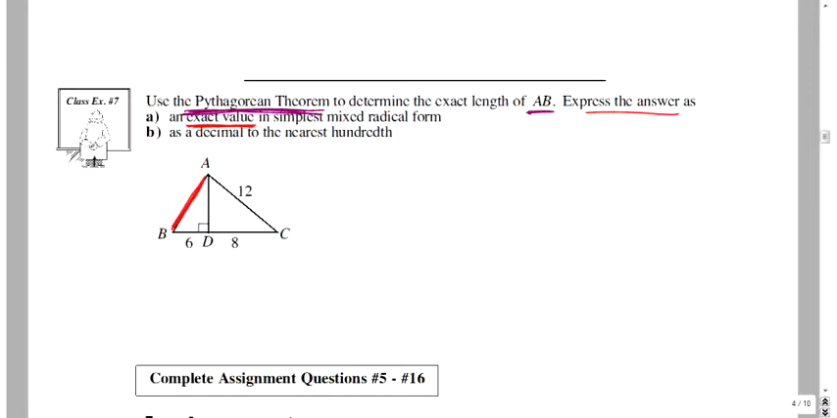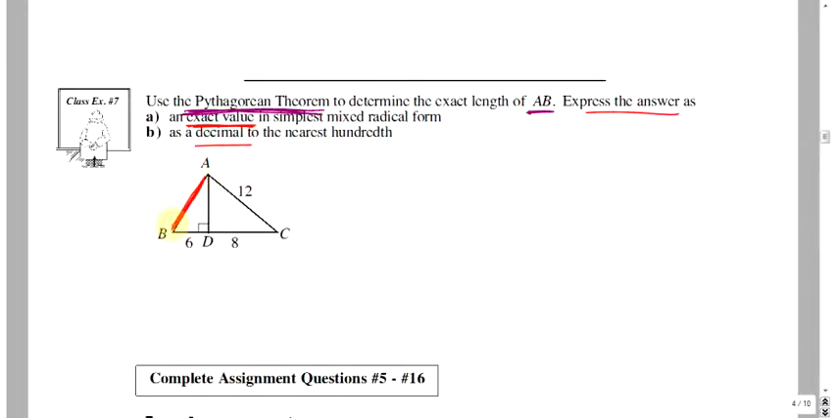Okay, in grade 8, we did decimals because you didn't know how to convert radicals. You would love plugging it in your calculator and getting a decimal. And the question would have said to the tenths or the hundredths. Okay, we want this as an exact value. That means we want it to be left as a radical. How do I find AB?